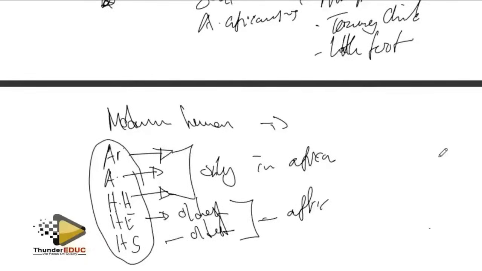And then cultural evidence, you talk about the oldest tools that were discovered in Africa. And those are called Oldowan tools.